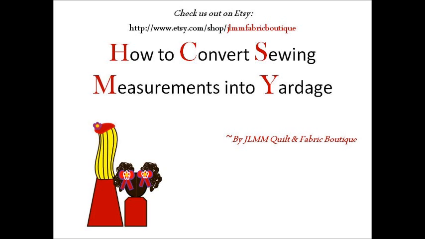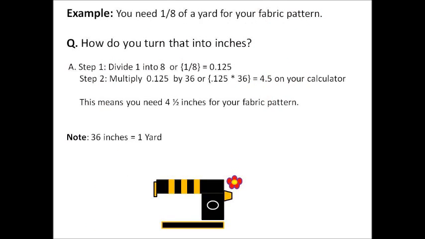So let's go ahead and get started with our first example. Let's say we need 1/8 of a yard for our fabric pattern. So how do you convert 1/8 of a yard into inches? Essentially what we're doing is we're converting a fraction into a decimal. So we're going to divide the 1 into the 8, which will equal decimal 125 on our calculator. And then we're going to multiply decimal 125 by 36, which will equal 4.5 on our calculator. This means you need 4.5 inches for your fabric pattern.